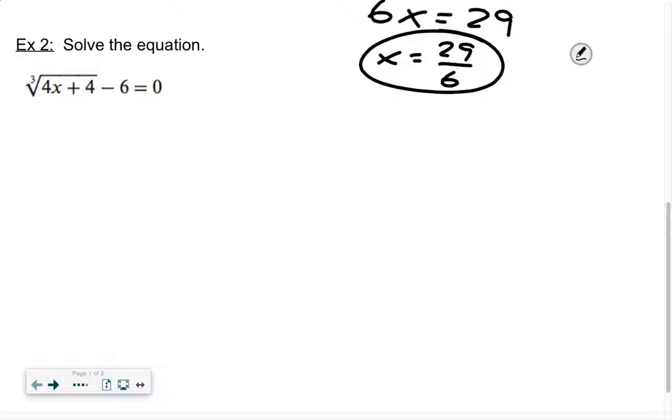Example number 2 is very similar. The only difference is now we're not looking at the square root, but instead we are looking at the cubed root. Again, get it by itself.